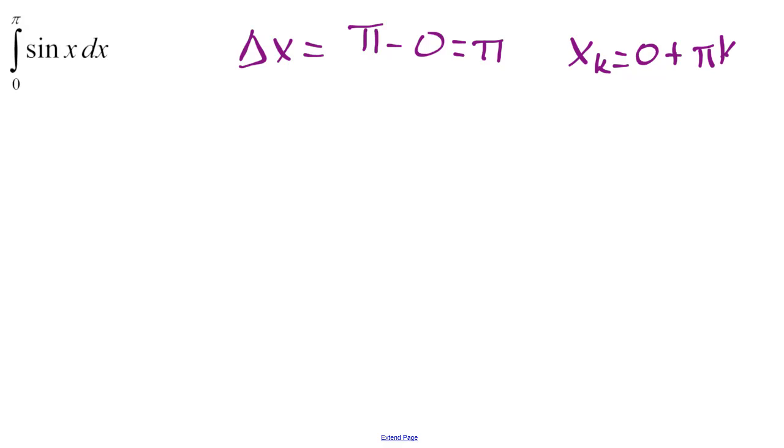All right, so delta x is going to equal pi minus 0, b minus a, so the top minus the bottom. So delta x is just pi. All right, our x sub k's are going to be the left endpoint, which is 0, plus delta x, which is pi, times k. So x sub k is just pi k. All right, our f of x sub k is sine of pi k.